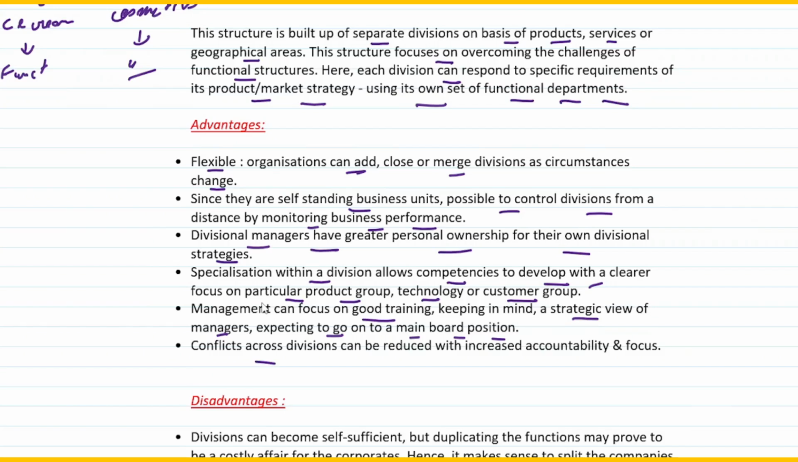Conflicts across divisions can be reduced with increased accountability and focus. Conflicts are relatively lesser as compared to the functional structure. If you remember, the functional structure had a disadvantage of a lot of conflicts within the line staff. So that can be cut down as far as the multi-divisional structure is concerned, right?